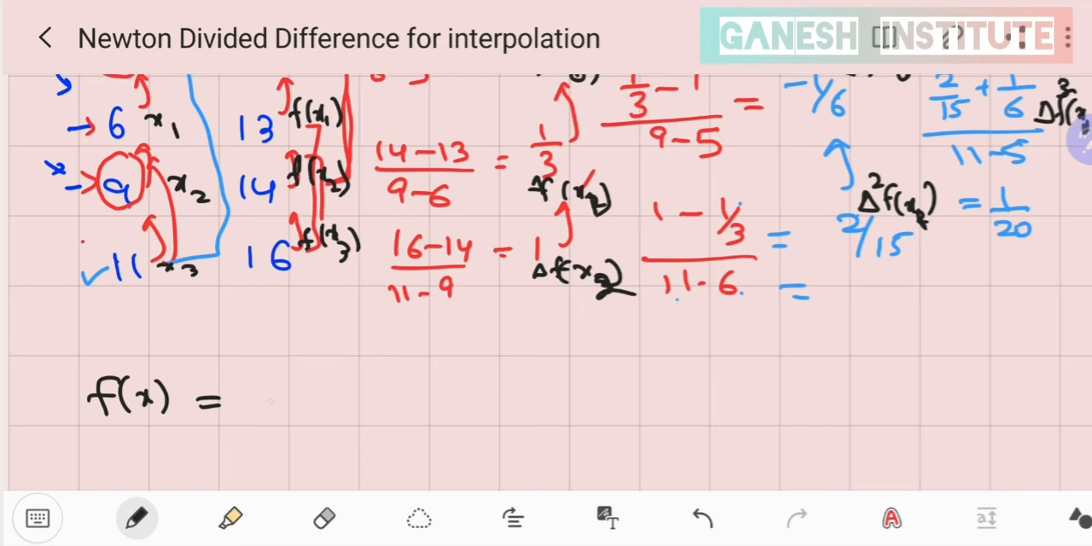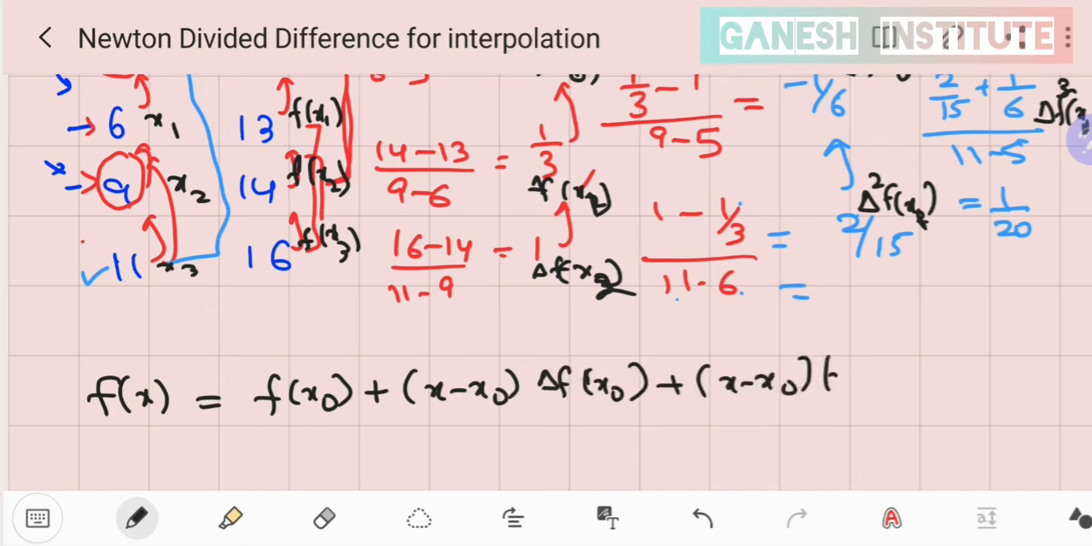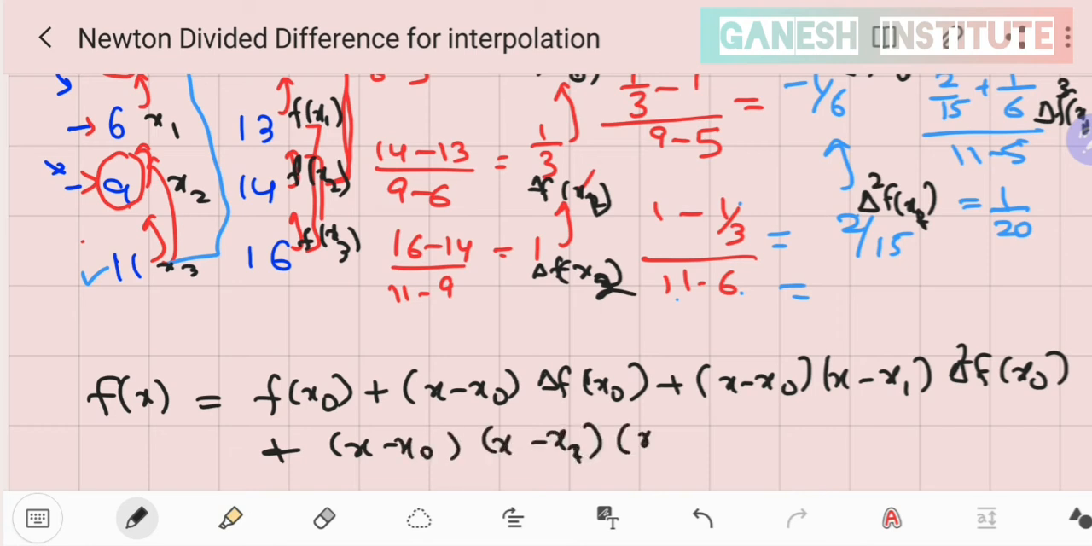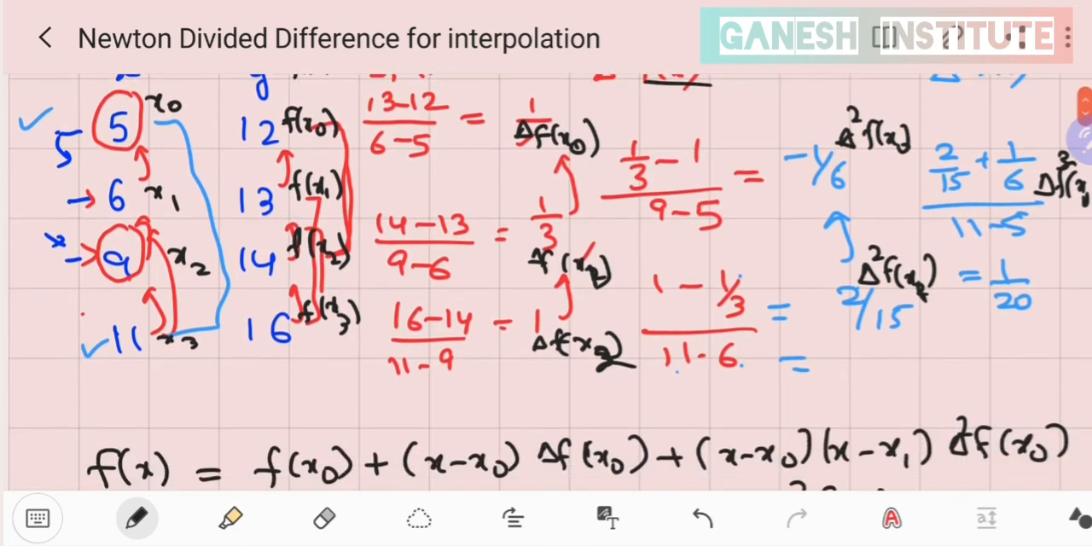Now what you need to do in order to find out the value of fx as per Newton divided difference, the formula is you need to go with fx0, and keep increasing the factors: x minus x0, then first operator; x minus x0, x minus x1, then second operator; x minus x0, x minus x1, x minus x2, then third operator; and then what would be the next one? x minus x0, x minus x1, x minus x2, x minus x3, then fourth operator, right? But we have got 3 only here, so let's try with them.